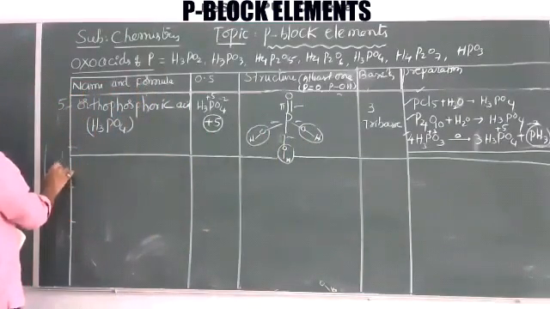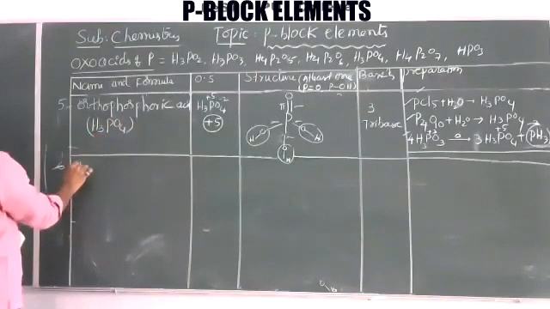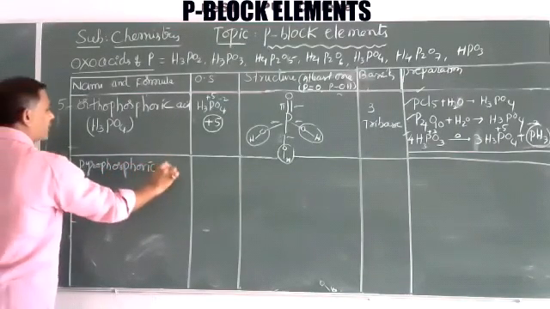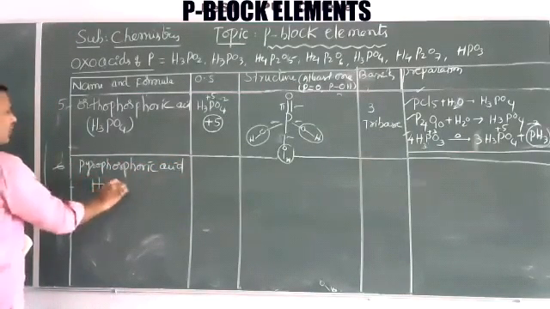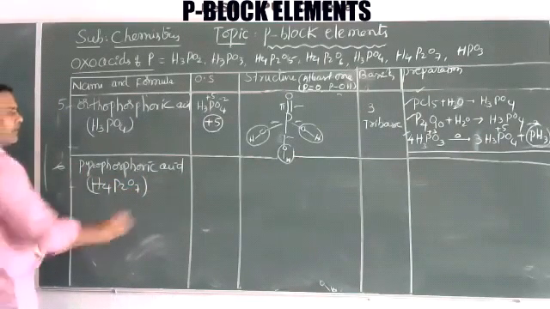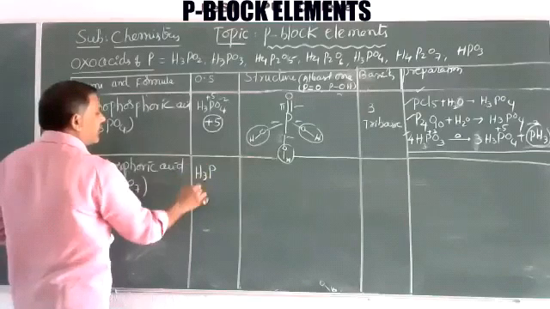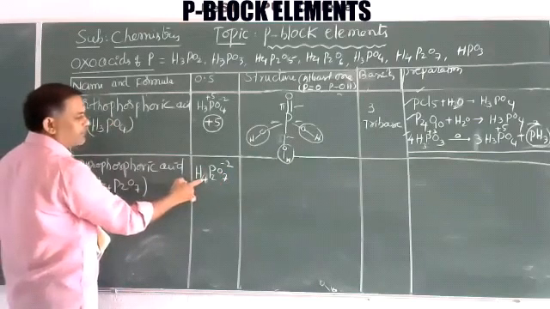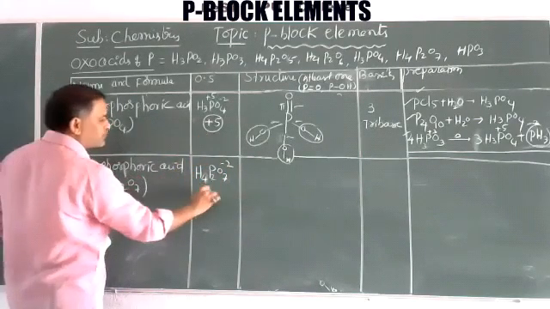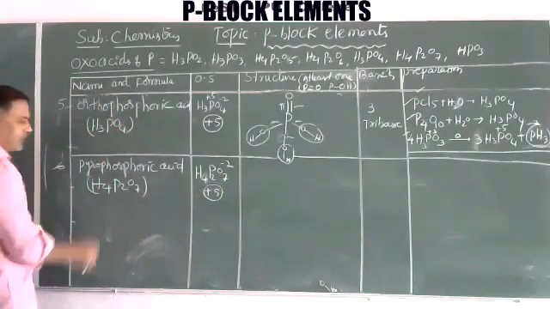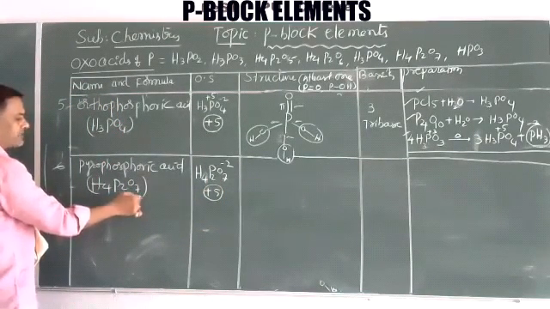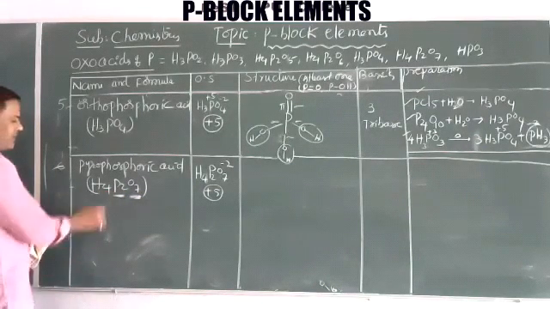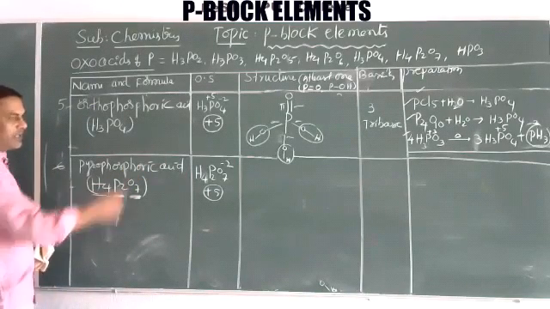Then the sixth one after orthophosphoric is pyrophosphoric acid. Formula is H4P2O7. Now the oxidation state for H4P2O7: minus 2 into 7 is minus 14, already 4 plus 4 is there, so 2 phosphorus is plus 10, and 1 phosphorus is in plus 5 oxidation state. Here also the number of oxygen atoms is 7, phosphorus atoms are 2, and hydrogen atoms are 4. By using that we can manage.